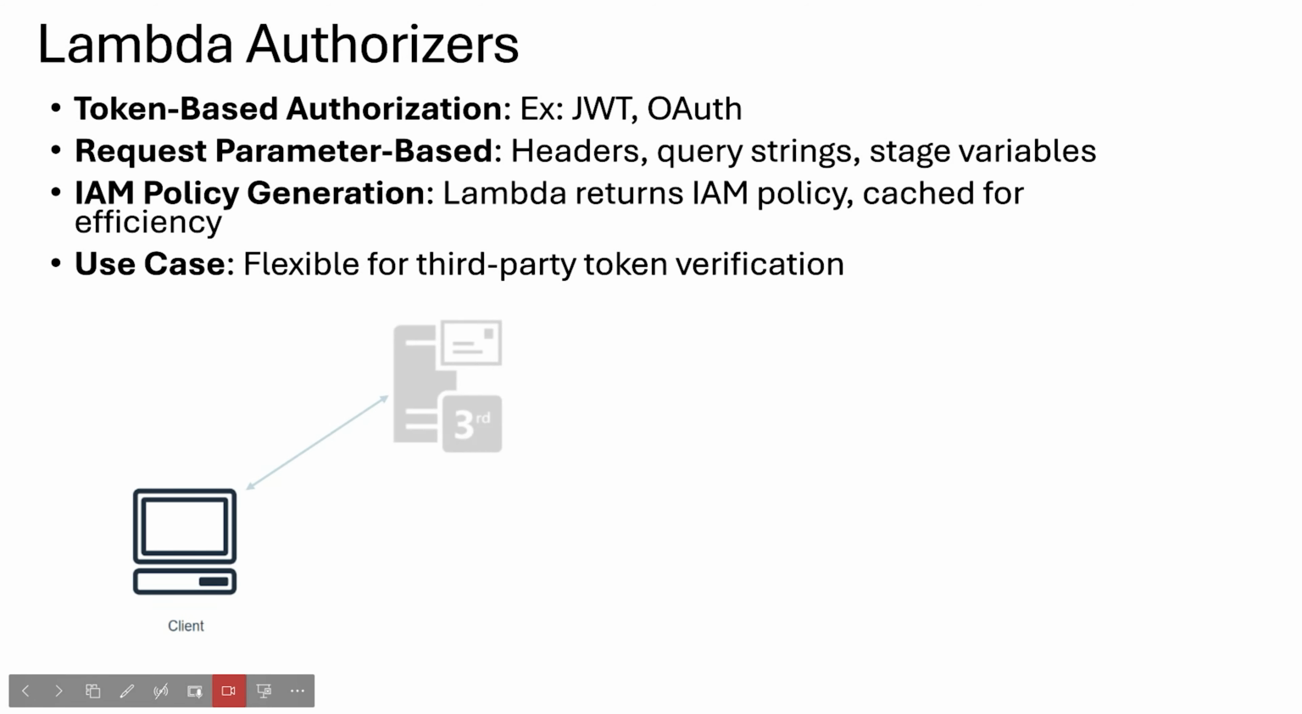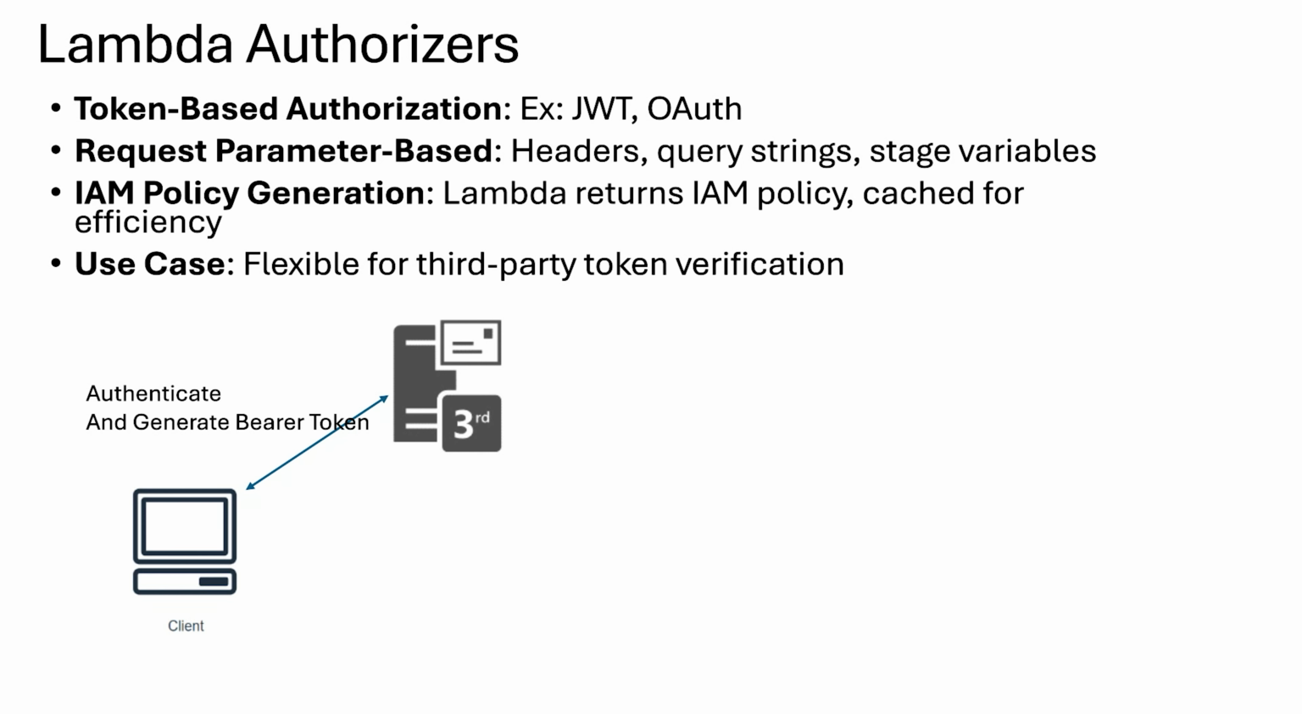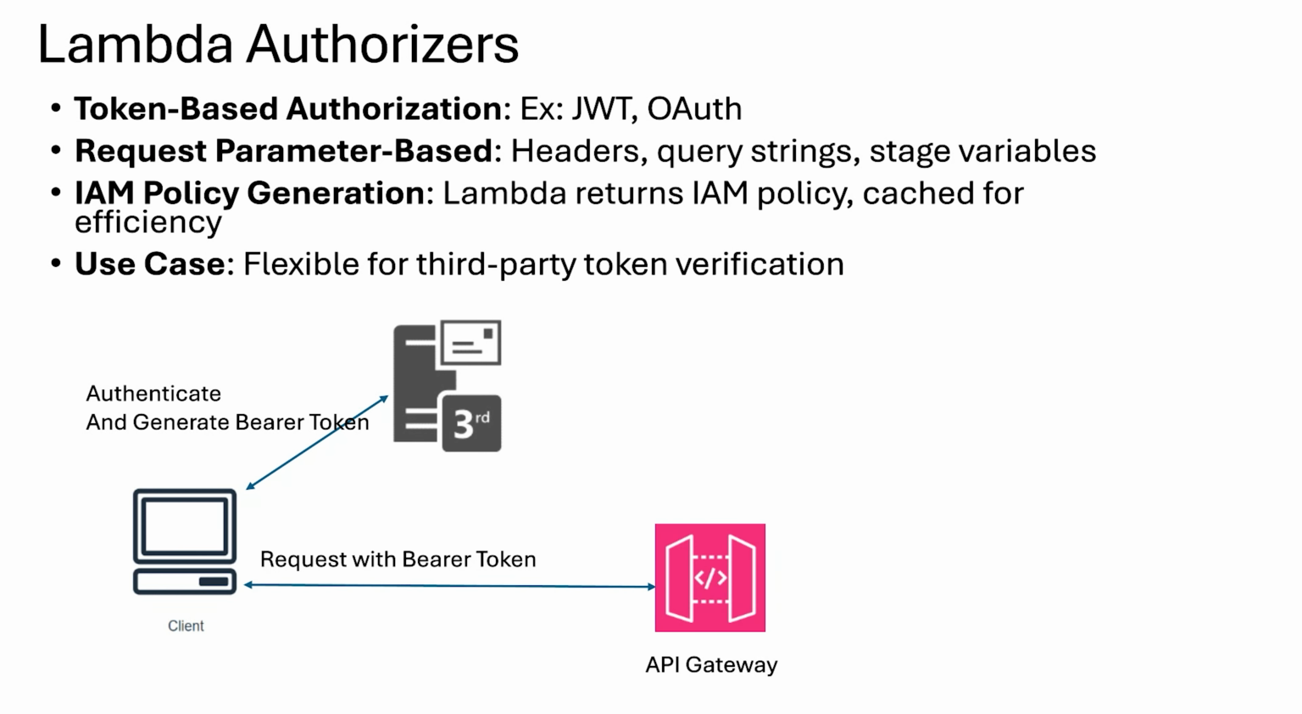Here we have a client. The client will send a request to a third party user base or third party service. This third party service will authenticate the user, whether he is a valid user or not, generate the bearer token and send it back to the client. By using this bearer token, the client will send a request with the bearer token to API Gateway.